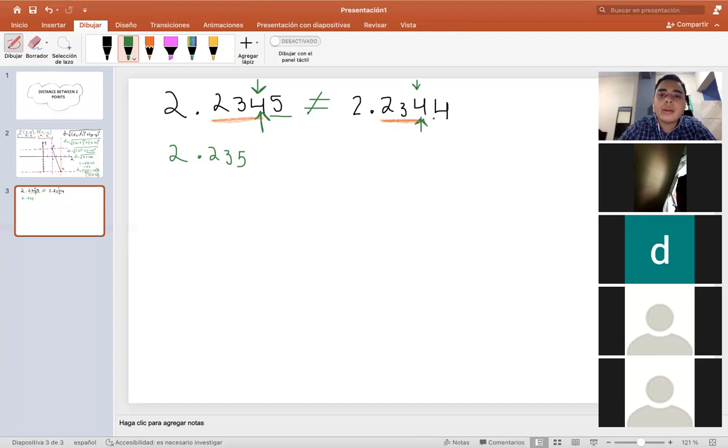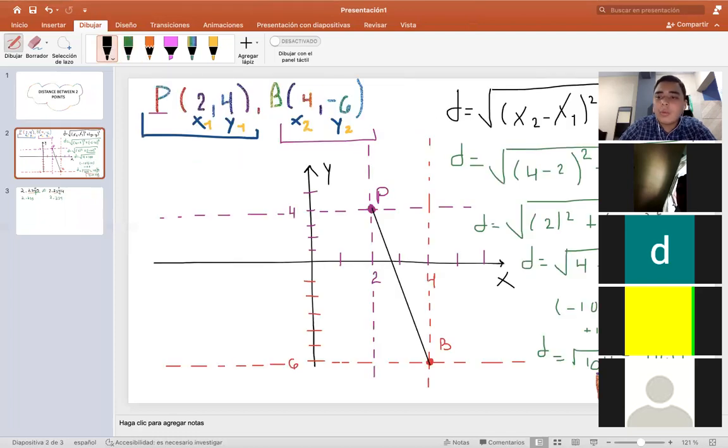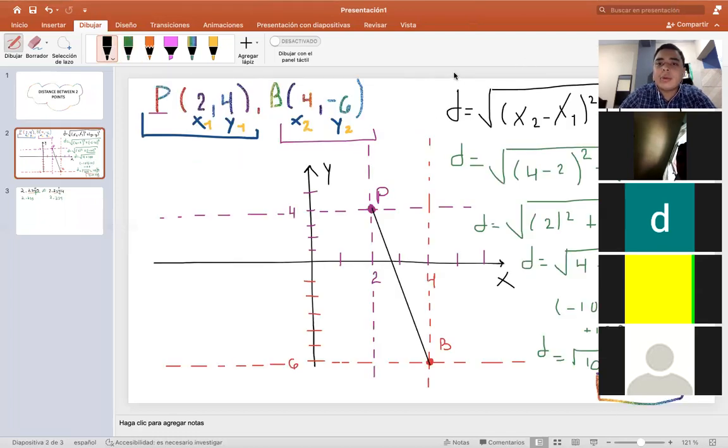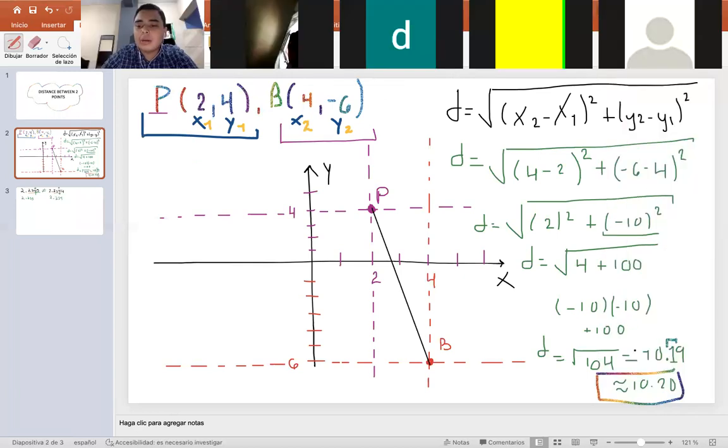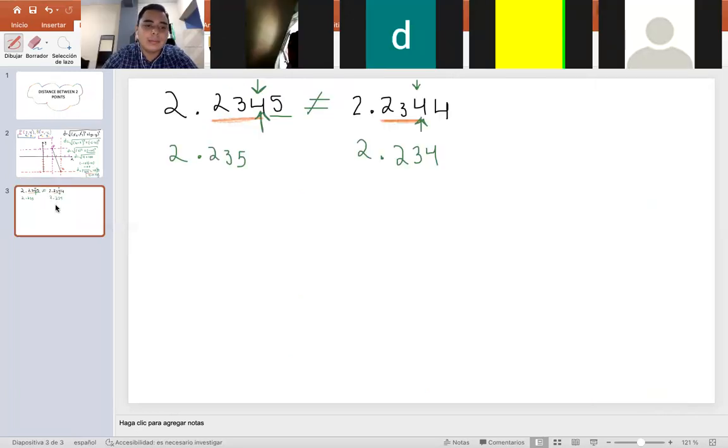Is the 4 greater or less than a 5, guys? Less. So we leave it like 2.234. Do you see the difference, guys? In our case, we have an answer of 10.19. And I ask you to give me 1 decimal number.